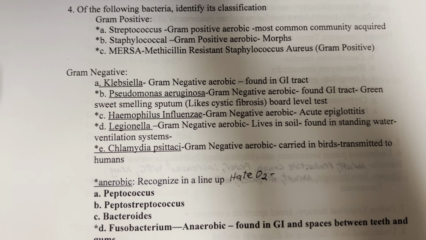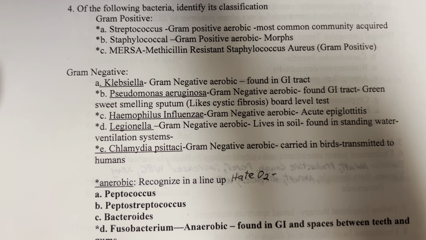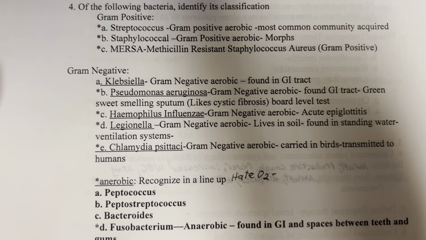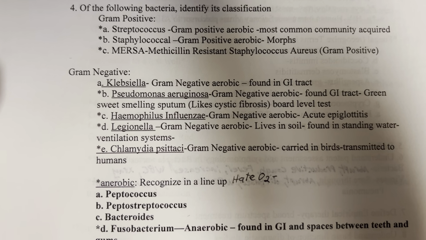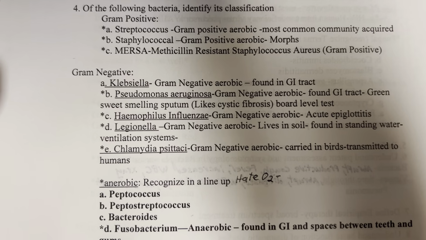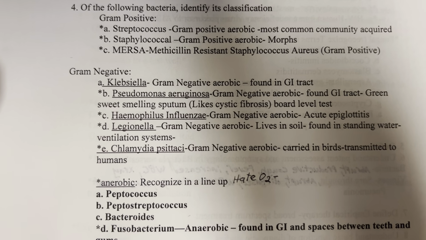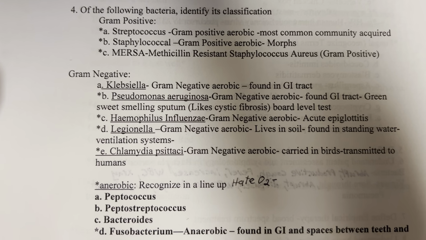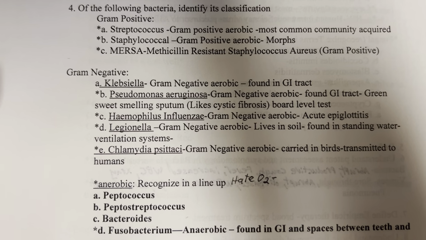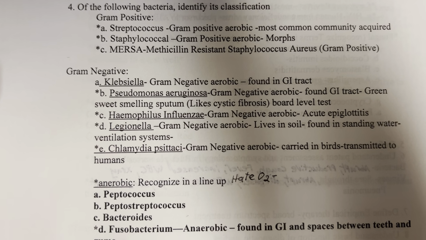Gram-negative: Klebsiella, Pseudomonas aeruginosa, Haemophilus influenzae, Legionella, Chlamydia psittaci. Klebsiella, gram-negative, aerobic, found in the GI tract.